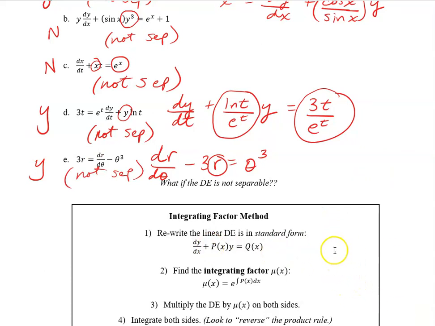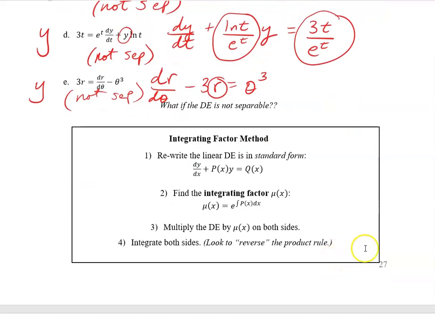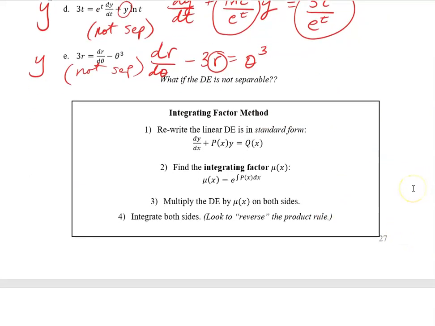All right, so let's talk about what to do if it's not separable, but we have a linear differential equation. One option is to use what's called the integrating factor method. And here's the technique. First, make sure that your differential equation is in standard form, so dy dx plus p of x times y equals q of x. Then you're going to find what's called the integrating factor, hence the name. We call that mu of x, and that's equal to e to the integral of p of x dx. That's why it's important to get it into standard form, so you can clearly identify what p of x is.